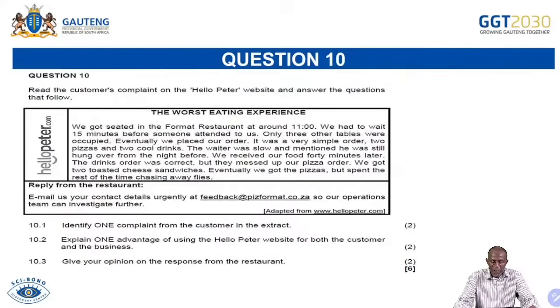We received our food 40 minutes later. The drinks order was correct, but they messed up our pizza order. We got 2 toasted cheese sandwiches. Eventually, we got the pizzas, but spent the rest of the time chasing away flies. Reply from the restaurant via email: email us your contact details urgently at the email provided so our operation team can investigate further.